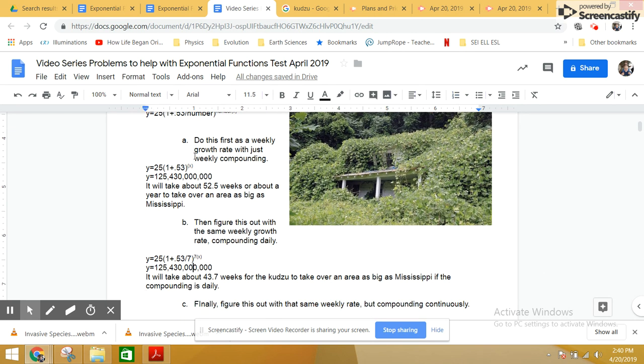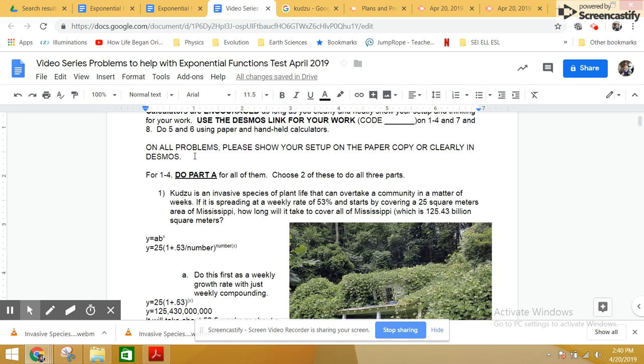So here we go. We have our situation with kudzu as an invasive species. It's growing at an exponential rate of 53%. We find it covering 25 square meters, about the size of one of our classrooms, 5 meters by 5 meters. And we want to know how long it'll cover an area as large as Mississippi, which is 125.43 billion square meters, or 125 billion 430 million square meters.